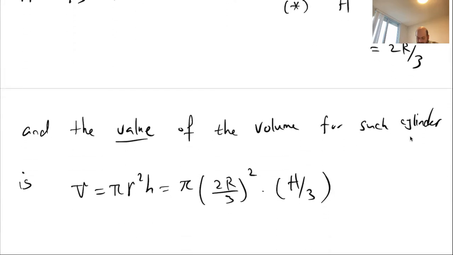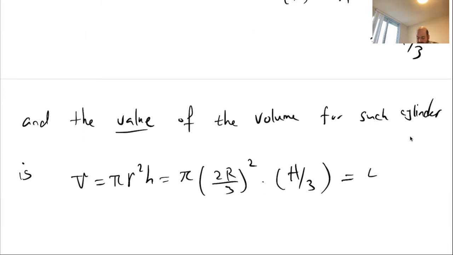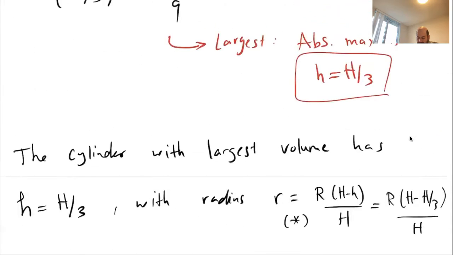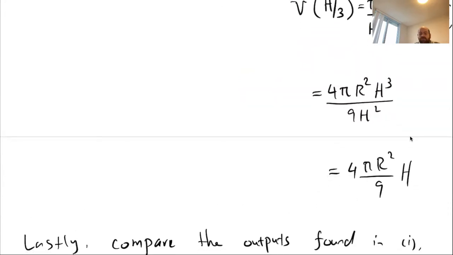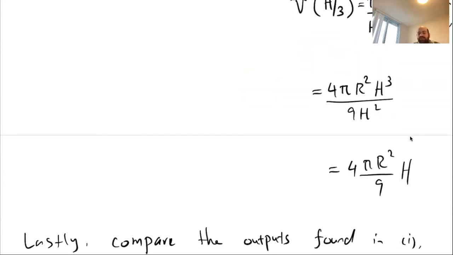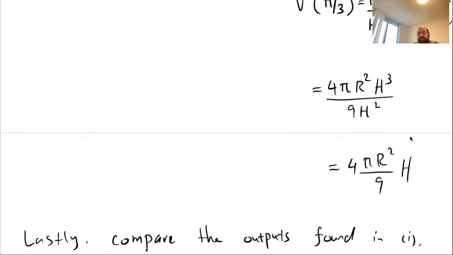So the volume for such a cylinder is V equals pi r squared h equals pi (2r over 3) to power 2 times h over 3. That's going to be 4 pi r squared h over 9, which is the same answer as what we had above, 4 pi r squared h over 9. That's the volume of the largest cylinder, a cylinder with largest volume inscribed in this fixed cone.